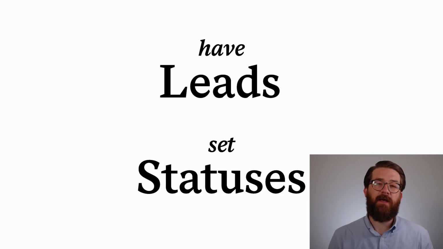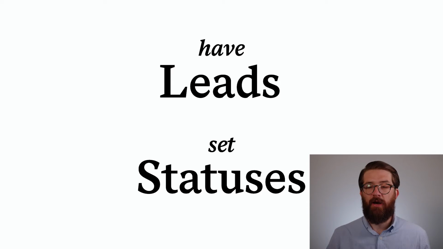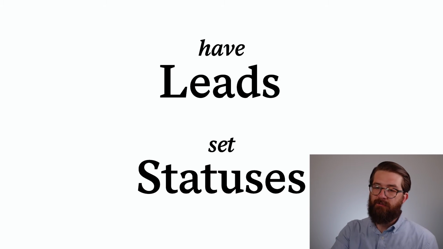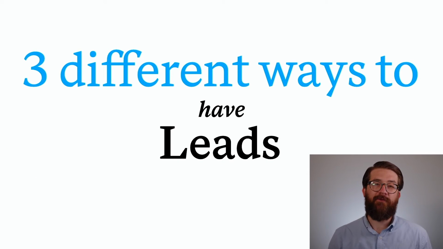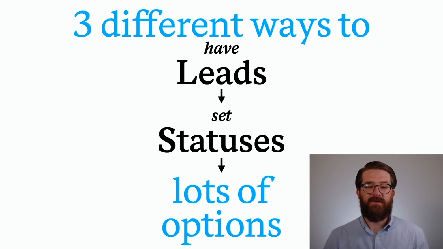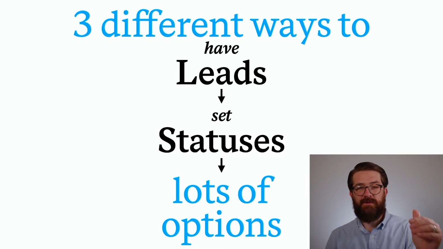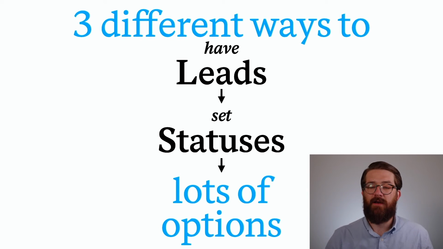This one's a little funny because as far as what's strictly required here, as opposed to some other parts of Populi, it's just 2 things. You need to have leads and you need to set statuses. But as with many things in Populi, it seems nice and simple, but there are 3 different ways to have leads that we're categorizing here. And then on top of that, once you have the leads in and the status is set, we've got a lot of additional options that you might want to consider as well.